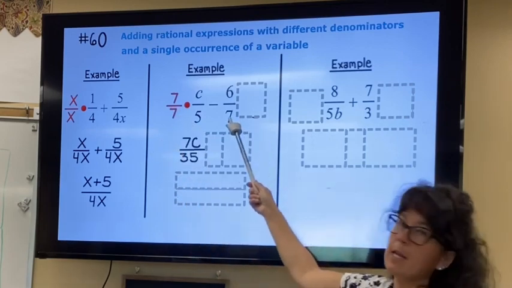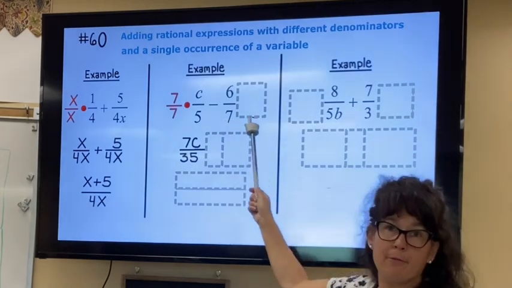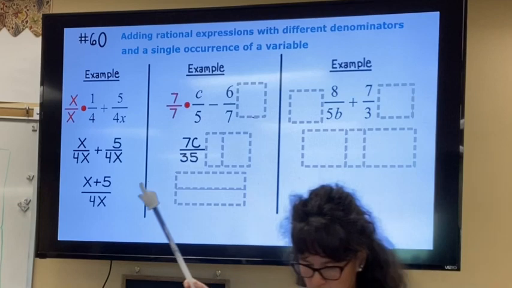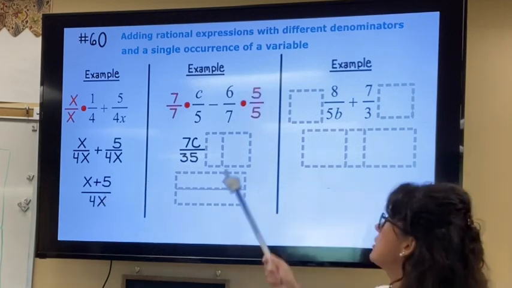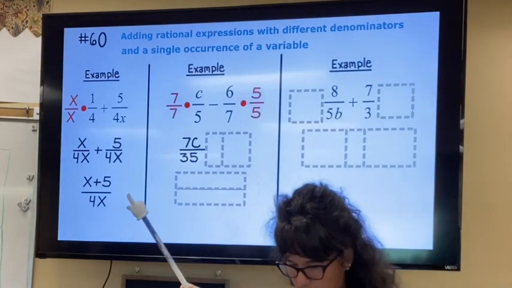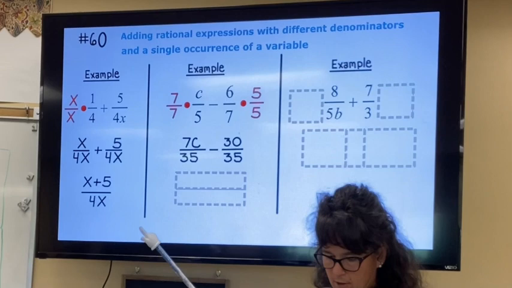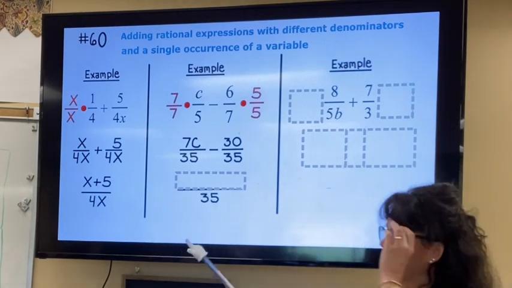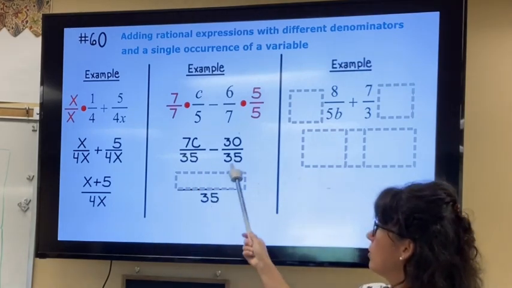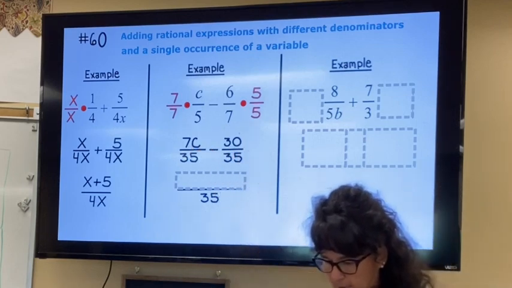Okay, this denominator needed a 5, so let's multiply the denominator by 5. Whatever I do to the bottom, I do to the top. Okay, so then I have 30 over 35. And we are subtracting. Okay, now that we have a common denominator, we can combine the numerators. So it's going to be over 35, and we have 7c minus 30.